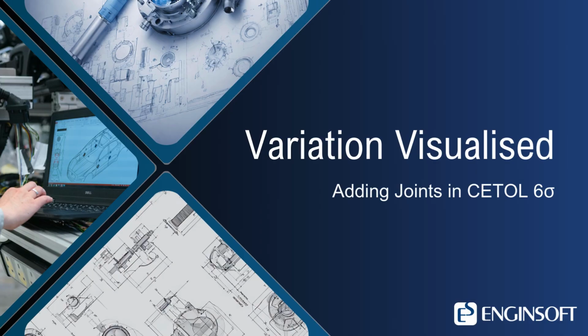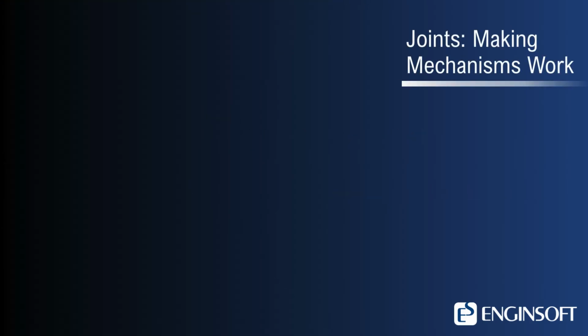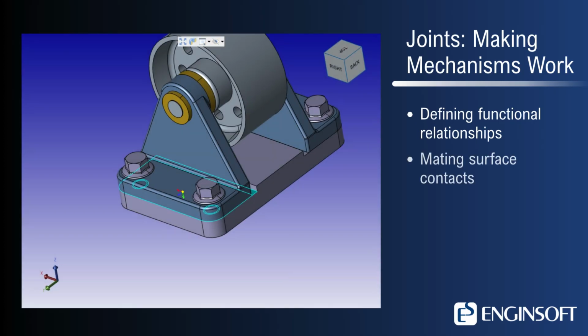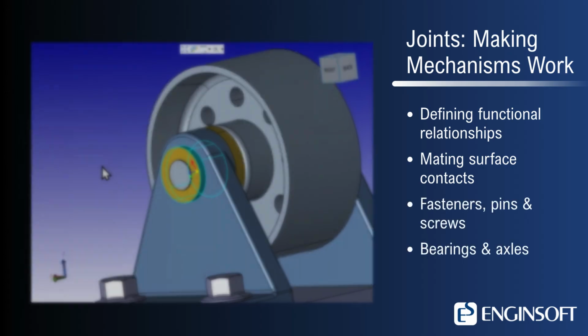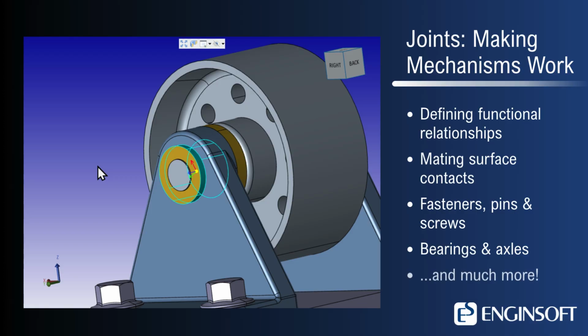Today we'll be taking things one stage further and setting up joints between parts in an assembly. A joint represents the functional relationship between two features on a part, how they fit together. Are they two flat surfaces in contact, a fastener centered inside a hole, or a bearing in an axle? Joints are what allow CETOL to model these functional relationships and define the physical state of the assembly. Let's see them in practice.